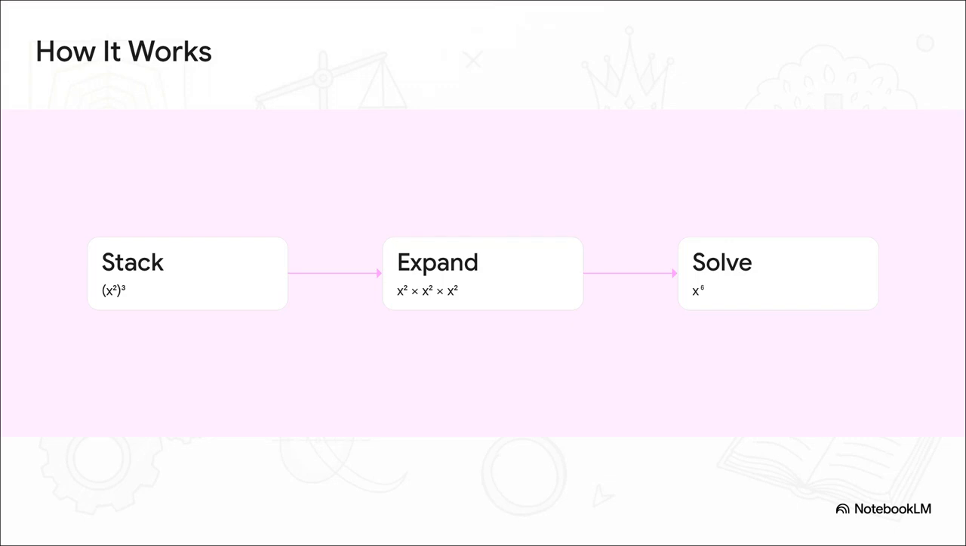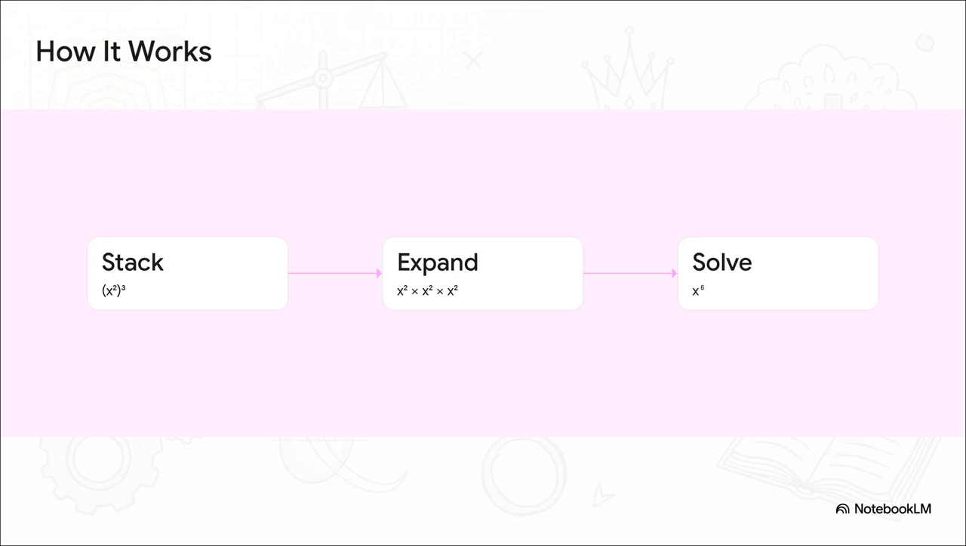Now, I never want you to just memorize a rule without knowing exactly why it works. Let's break down the logic really quick. Step 1 is the stack. We have x squared, inside parentheses, raised to the third power. Now look at step 2. Expand. Think about what it means to cube something. It means you multiply it by itself 3 times, right? So that expression is literally x squared times x squared times x squared.